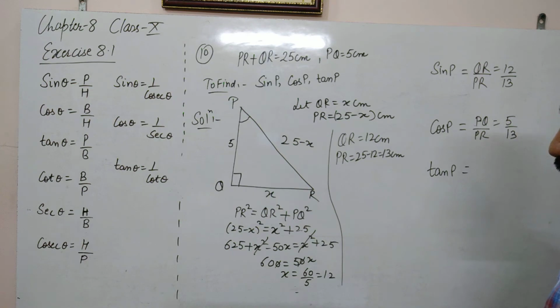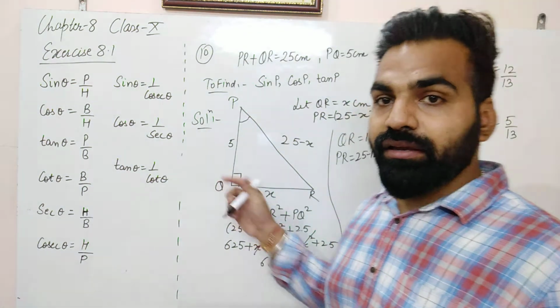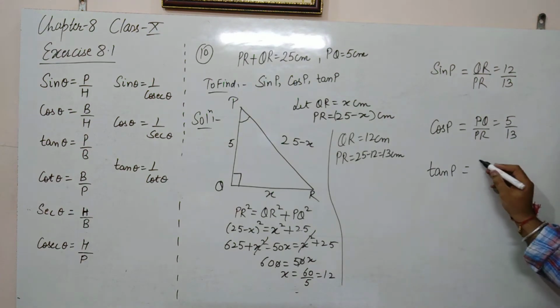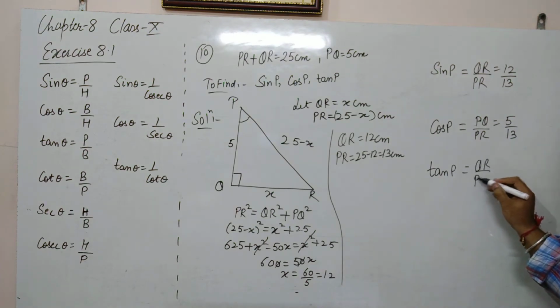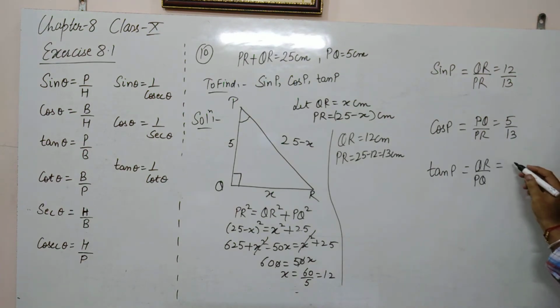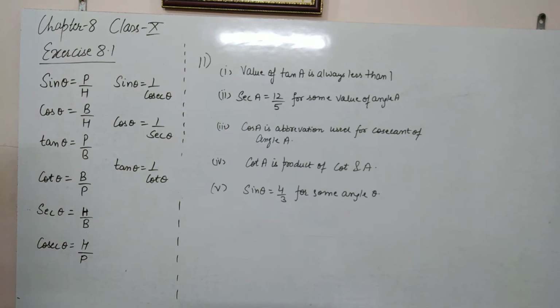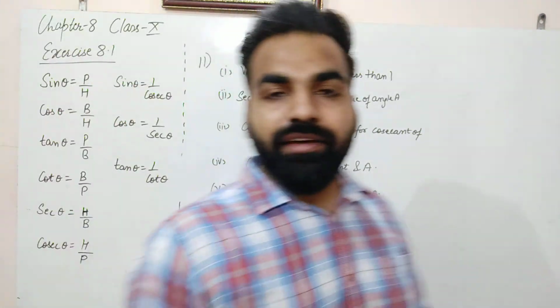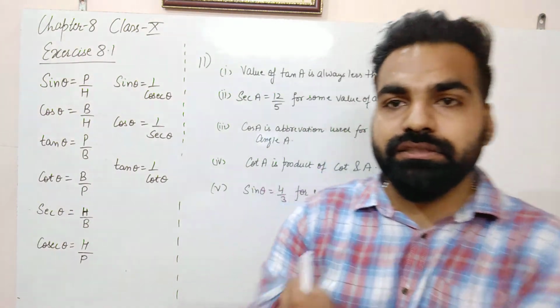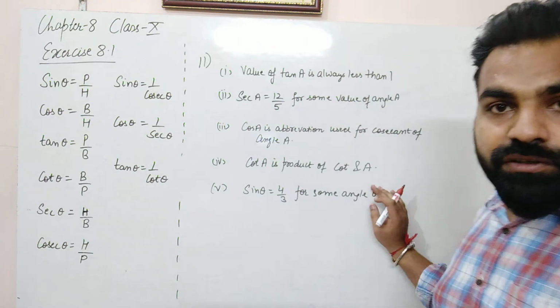And what is tan P? Tan P is P by B. This will be QR upon PQ. So this will be 12 by 5. So this is the question number 10. Now let's see question number 11, the last question of the exercise. This is the true and false question.